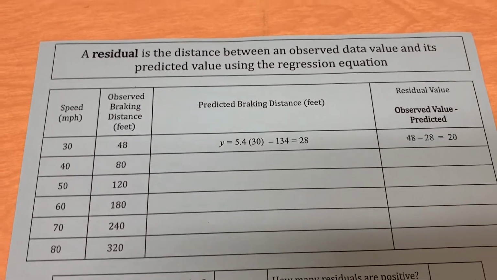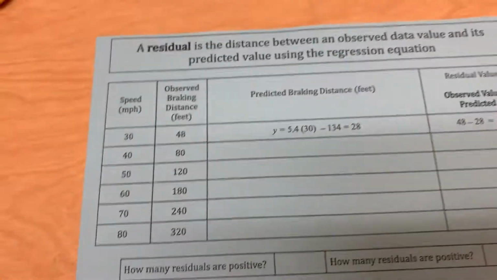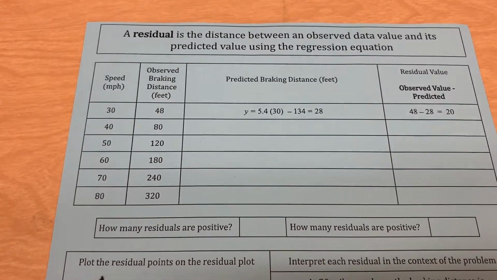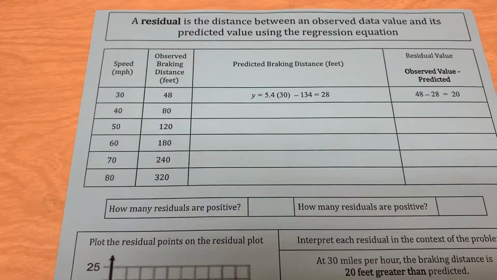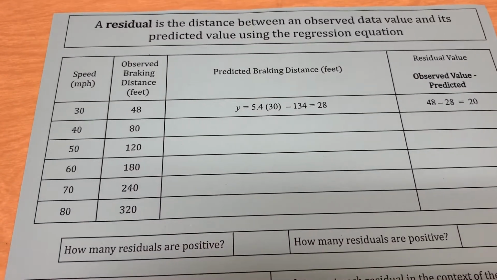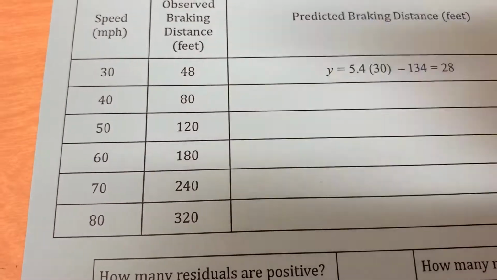All right, now we are ready to do the part of our lesson that is new to us today. We are going to be looking at residuals and residual plots. A residual is the distance between the observed data value and its predicted value. We keep talking about predictions because our line of best fit is helping us predict, but we also know that we have the actual data.